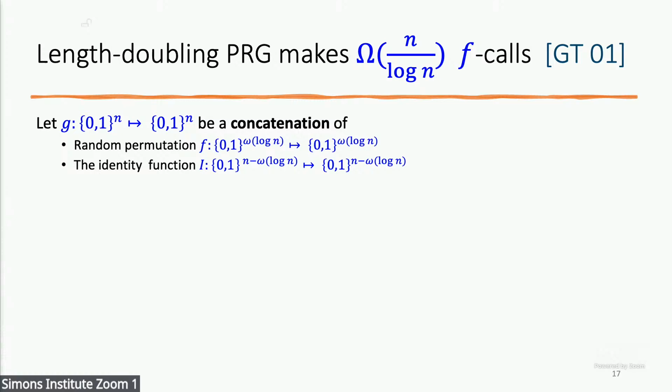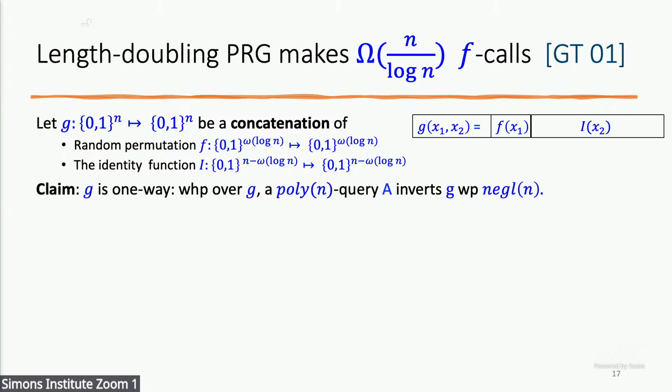So consider the following function. Let's call it G. It's a concatenation of a random permutation from omega of log n bits to omega of log n bits, right? It has two inputs, and for the first part it applies a random permutation, and the second part is the identity. So it's a random permutation of a few bits, and then the rest is just copied to the output. And I claim that this function is one way, with high probability over F. With high probability over F, the probability that an algorithm that doesn't make many queries inverts it is very small. And why is that? Because inverting F is exponentially hard. Now the input length is only omega of log n, but this suffices because exponential in omega of log n is super polynomial.